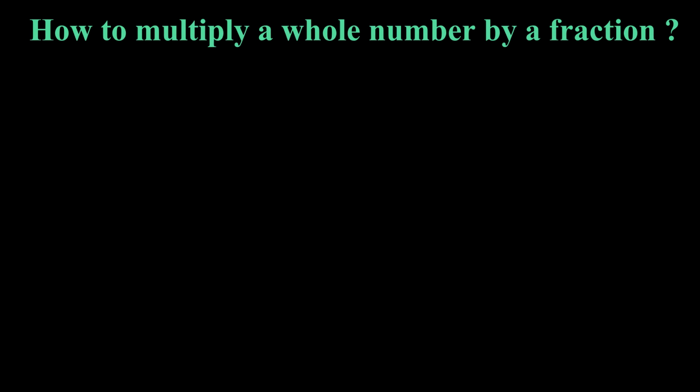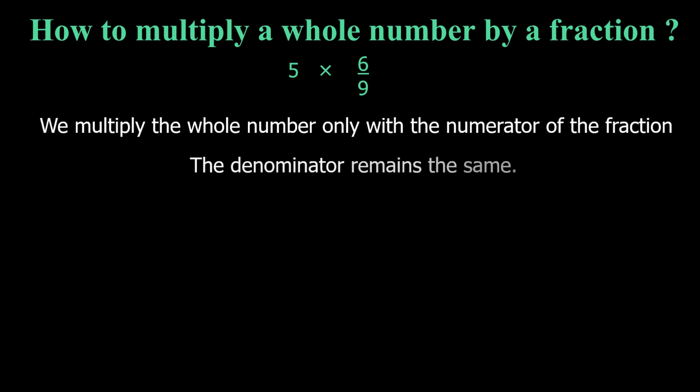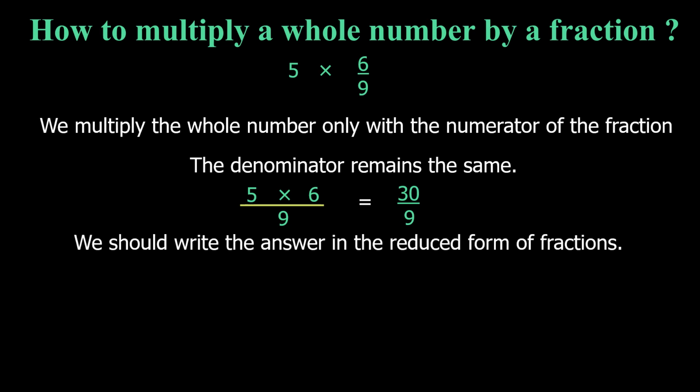How to multiply a whole number by a fraction? 5 into 6 by 9. We should multiply the numerator and the whole number. So 5 into 6 divided by 9. That is equal to 30 divided by 9. So if you want to write it in reduced form, divide by the common number. 3 is common in both. So when we divide, we get 10 by 3. So 5 into 6 by 9 is equal to 10 by 3.